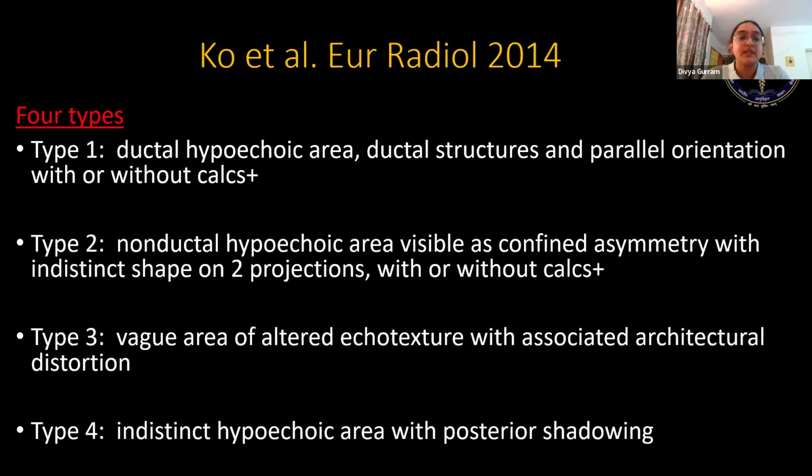Another team, Co and his colleagues, described non-mass lesions under four subtypes. Type 1, similarly to other authors, was described as ductal hypoechoic areas with parallel orientation, with or without calcifications. Type 2 was again a non-ductal pattern, visible mainly as a confined asymmetry with an indistinct shape, seen on two different projections, again with or without calcifications. Type 3 is a vague area of altered echotexture with associated architectural distortion. And type 4 talked about posterior acoustic shadowing.